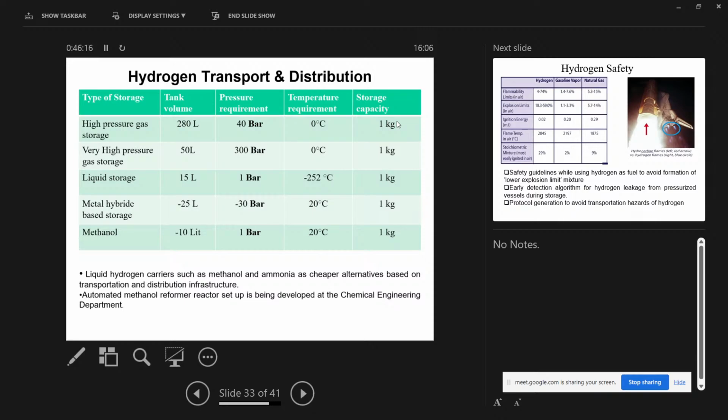So now you can see the easy comparisons. This is the tank volume required, the pressure requirement, temperature requirement, the storage capacity. If you see the right hand side, for 1 kg of storage capacity, you can easily realize how much volume is required for high storage. Even for the higher storage pressures, the volume requirement is very, very high, that is 280 liters, compared to, for example, when it is converted to methanol or the metal hydrides.